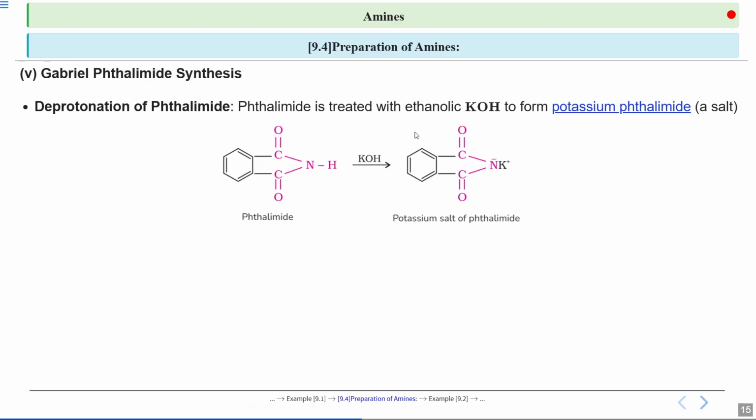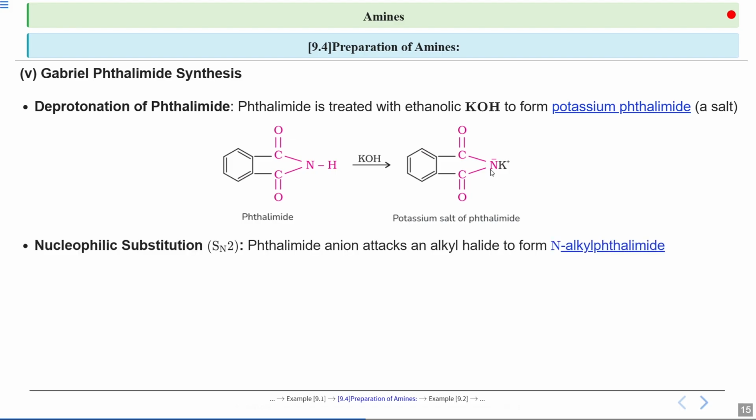So here you can see we have phthalimide. When it reacts with potassium hydroxide, which is KOH, it forms the potassium salt of phthalimide. And we see over here this nitrogen has a negative charge. Next is the nucleophilic substitution, which is also known as the SN2 reaction. In this step, this phthalimide anion attacks the alkyl halide and replaces the halide ion and forms an alkyl phthalimide.